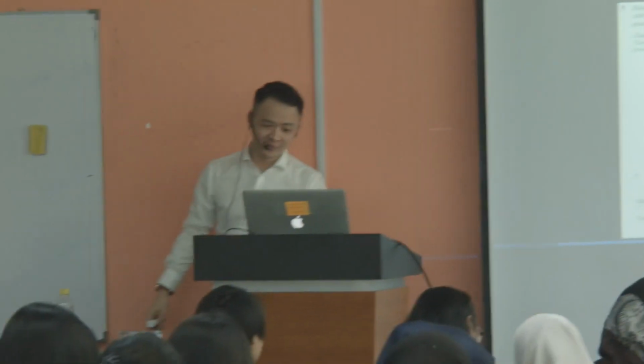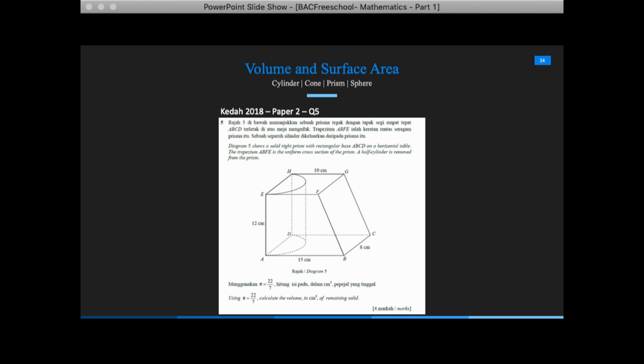This is the Gerda paper 2018, paper 2. You have this volume, and they are actually taking out some part. Diagram 5 shows the solid right prism with the rectangular base ABCD on the horizontal table. The trapezium ABFE is the uniform cross section. Cross section means you have two identical trapeziums, called the cross section of a prism. A half cylinder is removed from the prism. Using pi as 22/7, calculate the volume of the remaining solid.